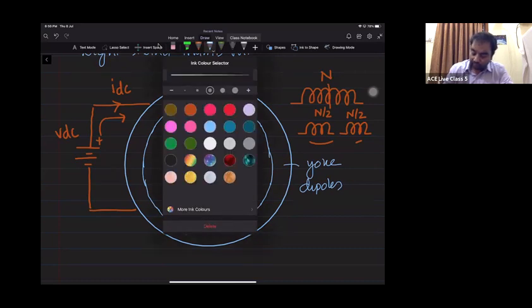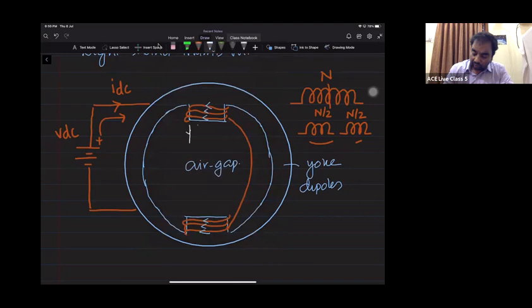The magnetic field lines are coming out, like this. Will you agree with me? Please confirm. Why? Because which rule am I applying? The right hand thumb rule. The magnetic field lines are coming out. Then if I apply the same logic to the bottom pole, the magnetic field lines are entering.